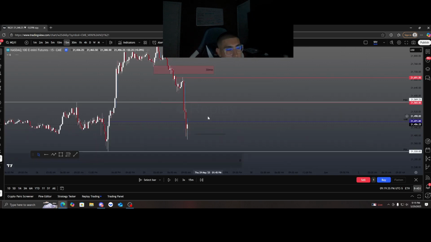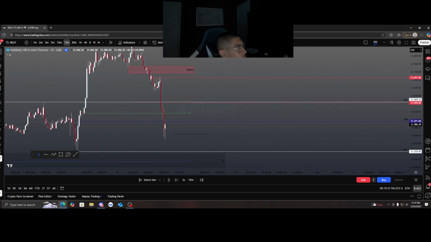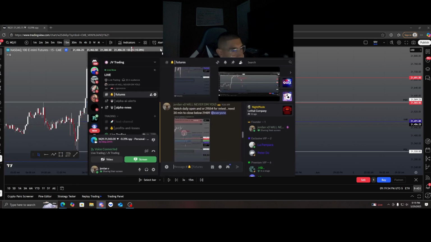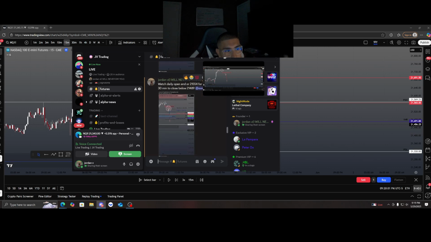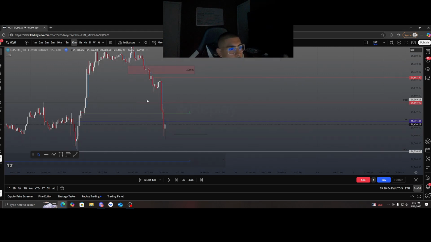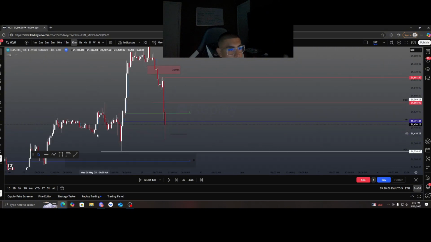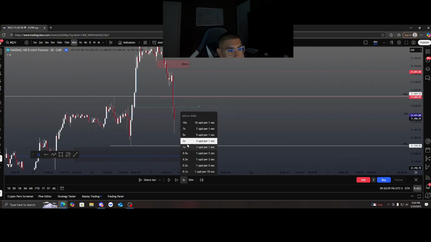So if we go once again, let's go back to the Discord. Let me see if I can find it. Where was it? Okay, I think it was this one right here. Yes. So watch daily open and or 21,554 retest. Need 30-minute close below 21,489. So 30-minute close below 21,480. So we needed to wait for this candle to close below.